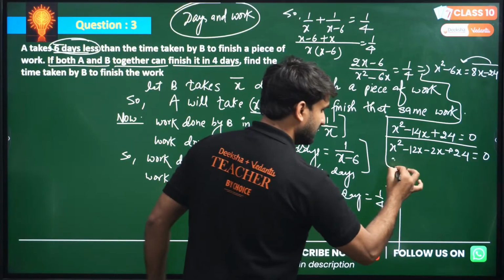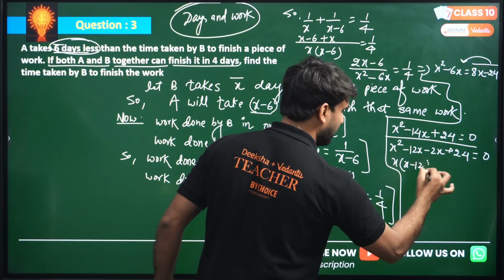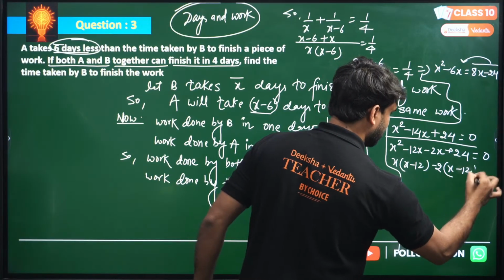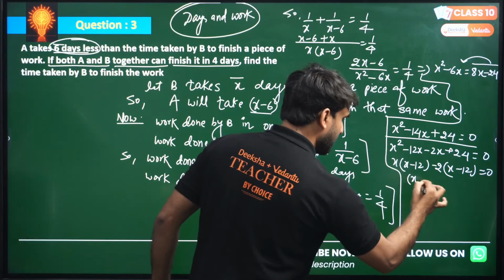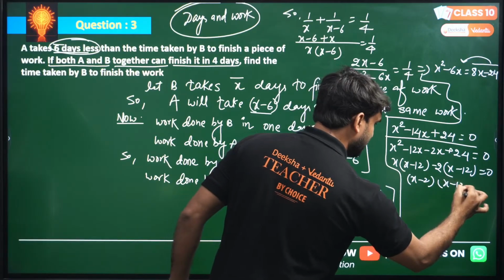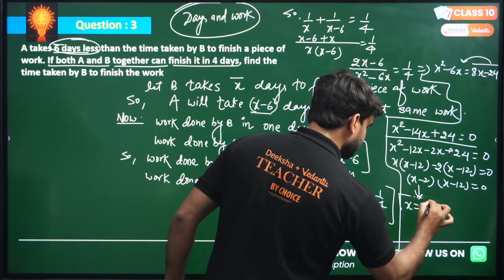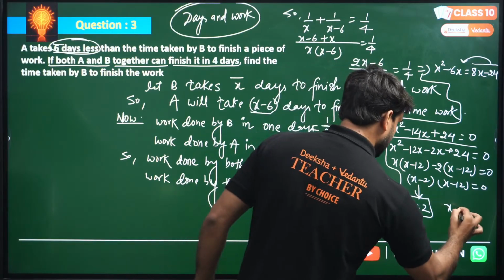Now solve this. I am taking minus 2 common here, so X minus 12 will be there. So X minus 2 and X minus 12 equals 0. So we are getting X equals 2 here and X equals 12 here.